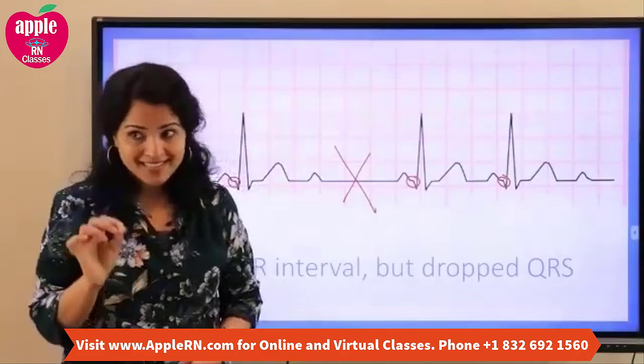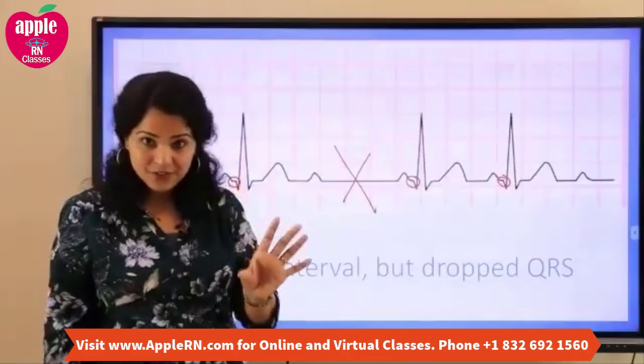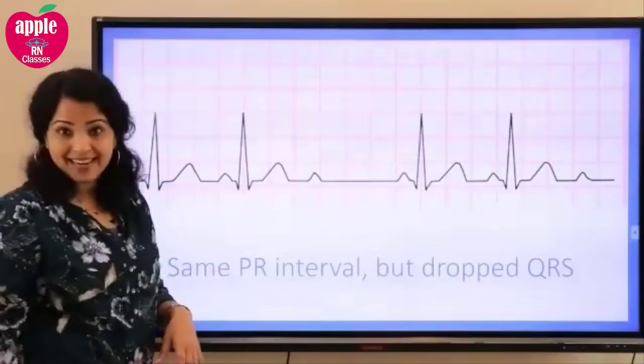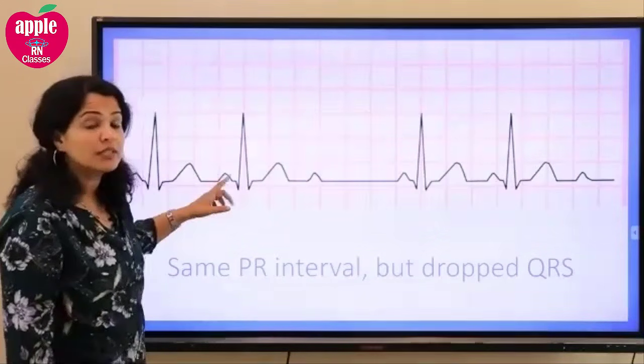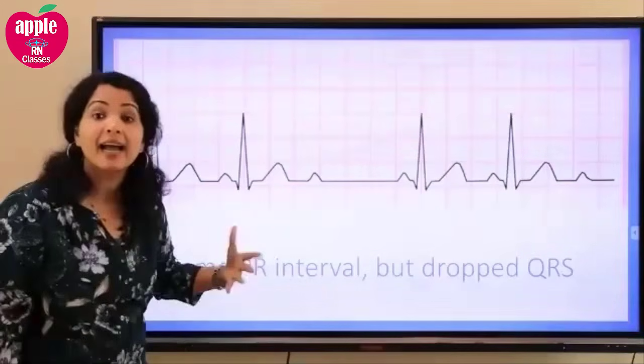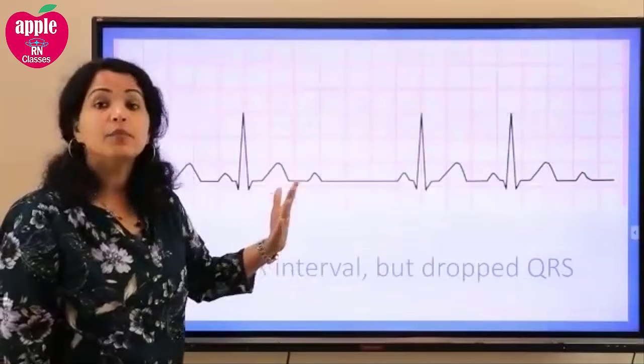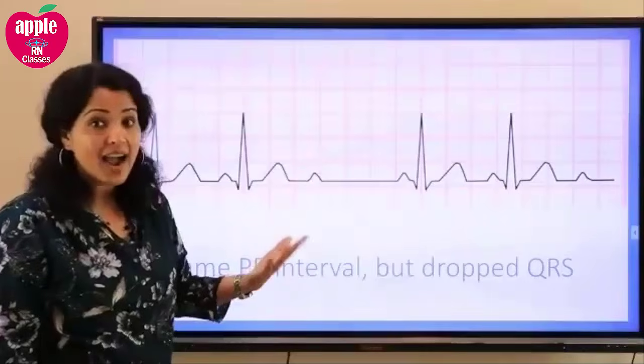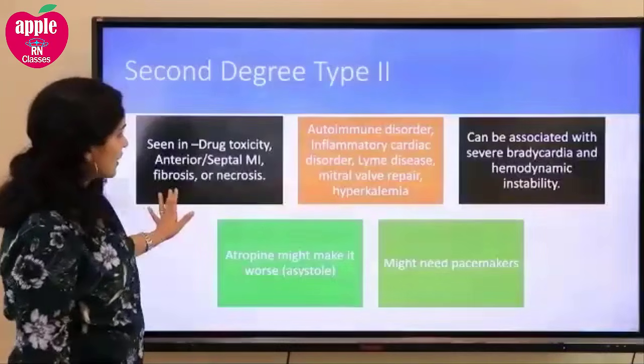So I hope that is clear to everybody how you do that. We will do more exercises, which will help you to understand that. But let's go back to the theory of it. What can cause the type 2? Or what can cause the second degree heart block? Okay, so we are going to look at that first.